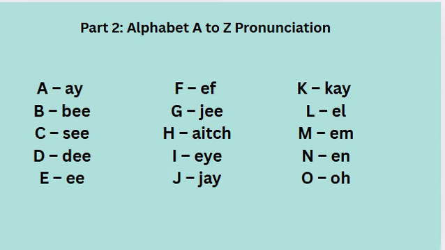Next is alphabet A to Z pronunciation. See, even alphabet A, B, C, D have the pronunciation and the sounds also. So now let us practice the pronunciation of the alphabets. So you can repeat after me.